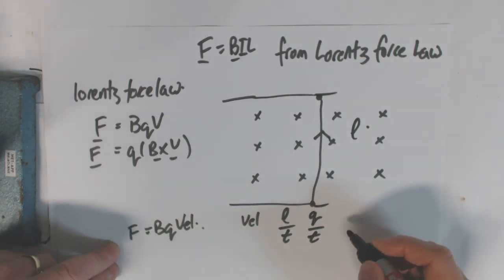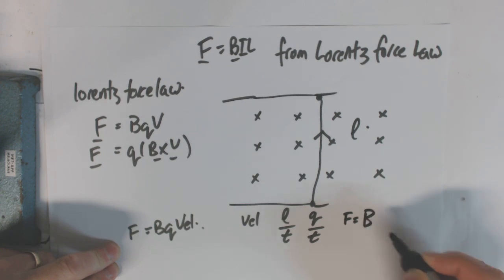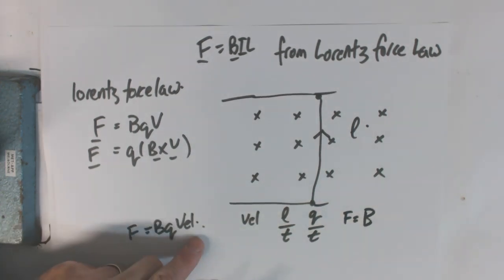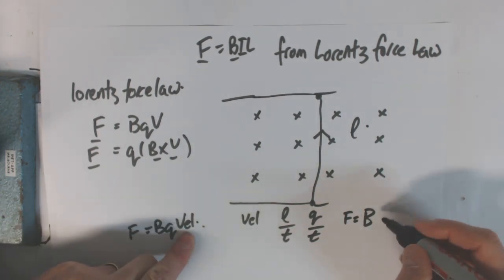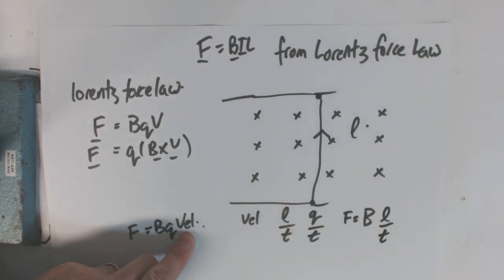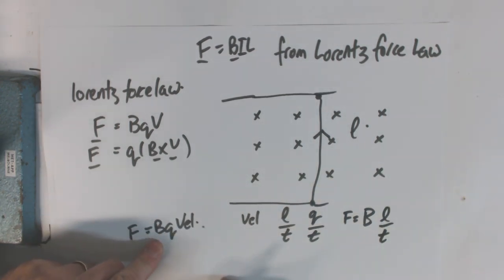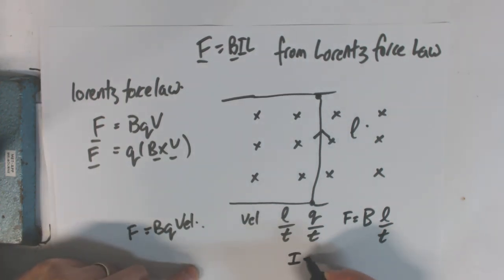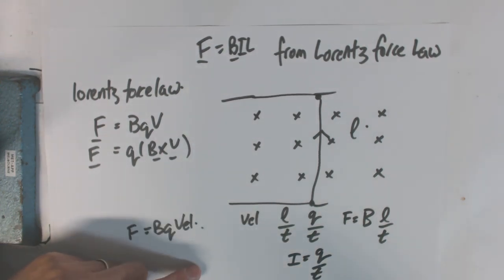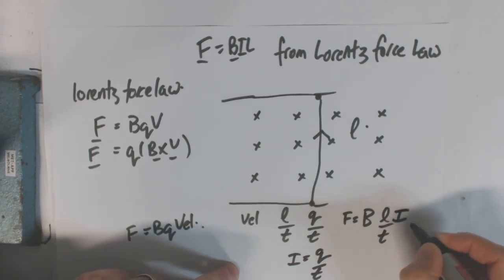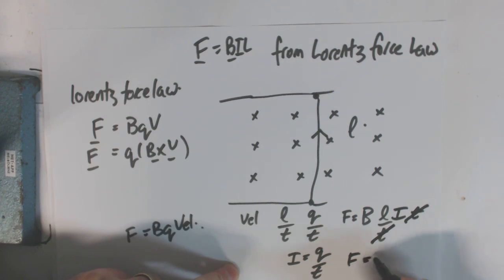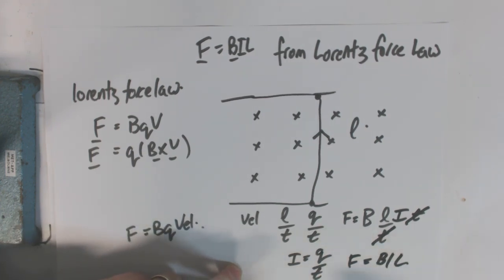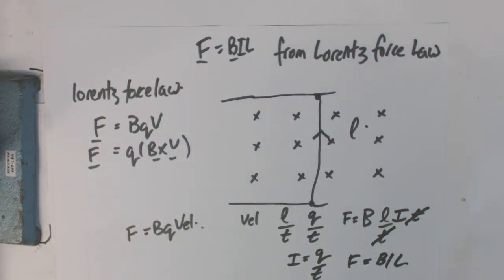Well, we can. We could say then that F equals B, and instead of just putting velocity, we can put L over T. And charge, we can make a substitution for charge. We've said that current equals charge over T. So if current equals charge over T, then charge equals IT. And we just cancel, and we've got F equals BIL. So that's the force.